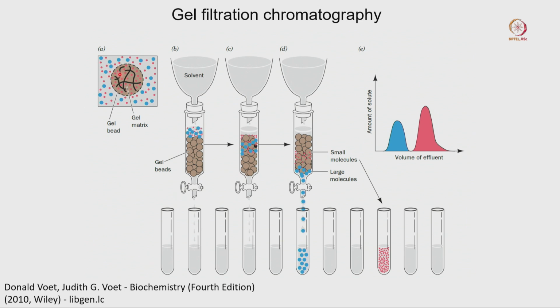Here you can see those gel beads, only the small red proteins are going inside the beads, and the larger one is not going inside the bead, it is just going through the void volume and eluted at the beginning. And whenever the small protein goes inside the gel beads, it has to travel a longer distance, and that is the reason it elutes at a later stage, and you will get this kind of profile. So this is the volume of elution, how you elute your protein. So this will be the larger protein and this will be the smaller protein.